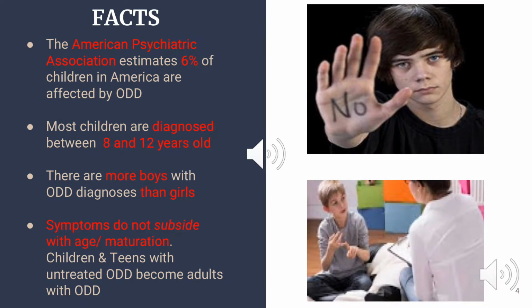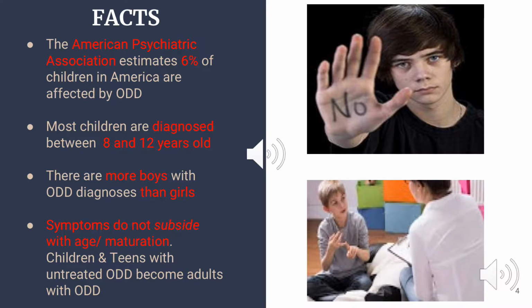So the American Psychiatric Association is estimating that about 6% of children in America are affected by ODD. Typically, the disorder is diagnosed in early childhood, usually around or about age 8 and not later than 12 years old. Although both boys and girls experience ODD, boys are more likely to receive the diagnosis.